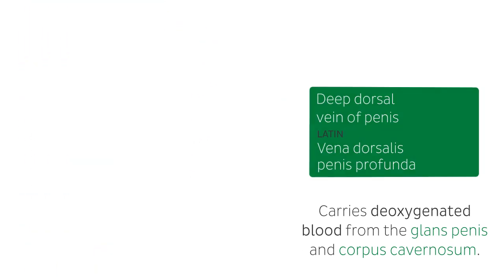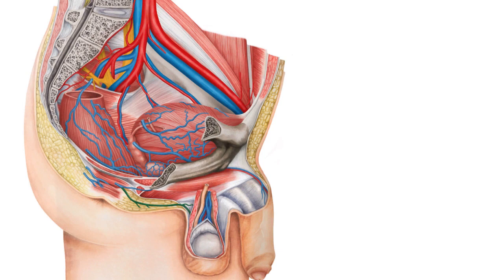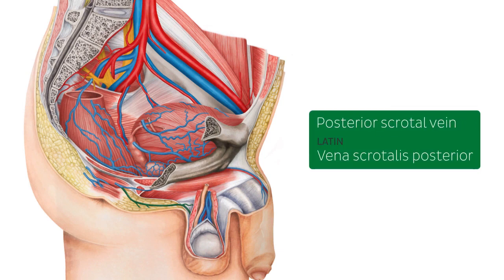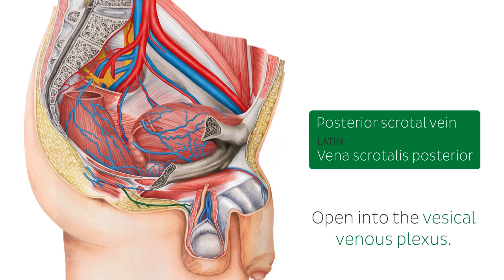The next vein that we're going to be highlighting here is known as the posterior scrotal vein. These are small veins arising from the posterior part of the scrotum, as you can see here. These veins carry blood from the posterior part of the scrotum and open into the vesical venous plexus.